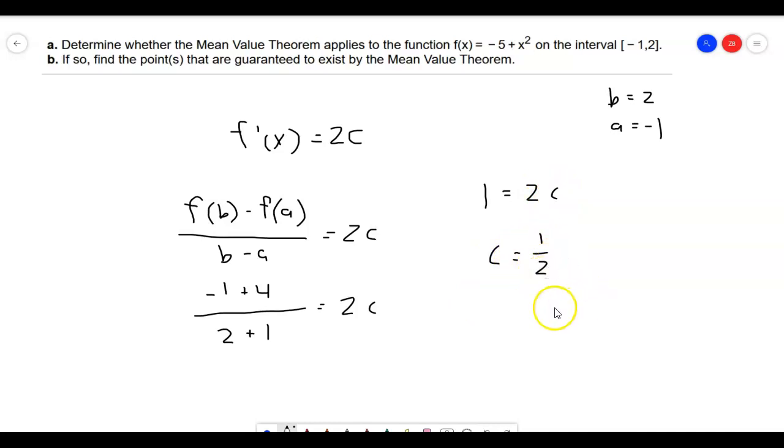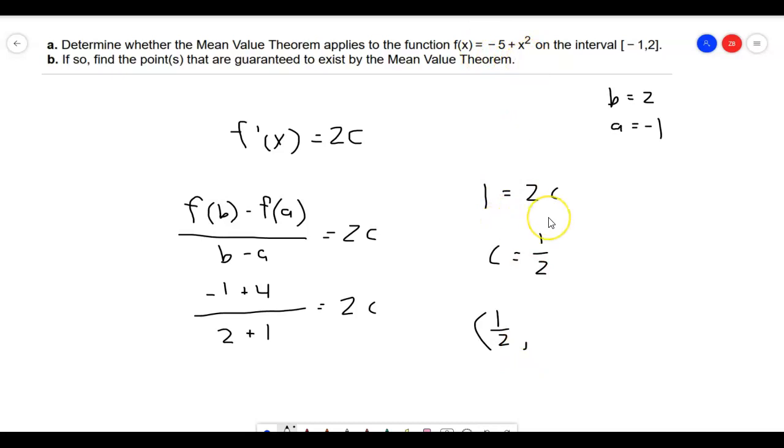So about 0.5. We were pretty close just by eyeballing that. So this is the x value, the point that was guaranteed to exist by the mean value theorem. So at x equals 1/2, we can also find the y value by plugging it in. If you plug in 1/2, what do we get? That's 1/4.